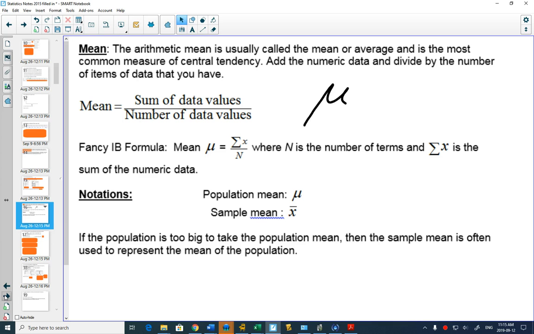So some notations. Mu is used for a population mean, x with a bar over top of it, a sample mean. In the level of statistics that we do, we don't really get too worried about that notation. Higher level statistics, they're like, oh, you took a sample, so then you have to use the x with the bar over top of it. Oh, you counted the whole population, then you should use the symbol for mu.